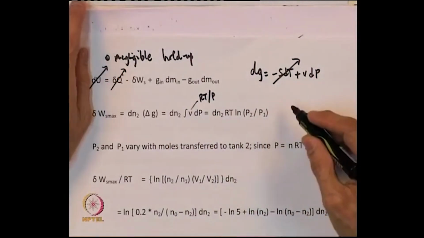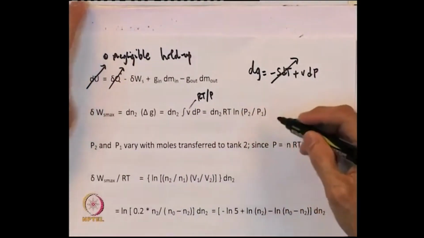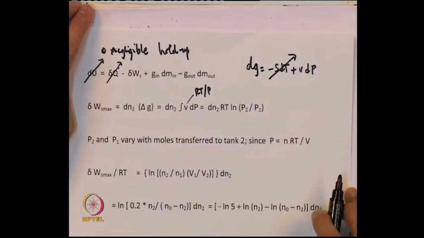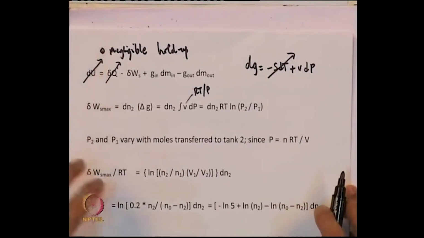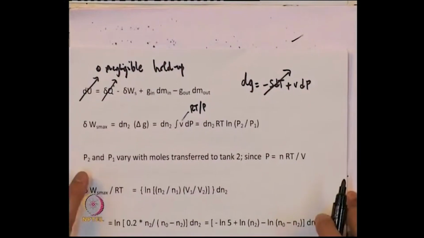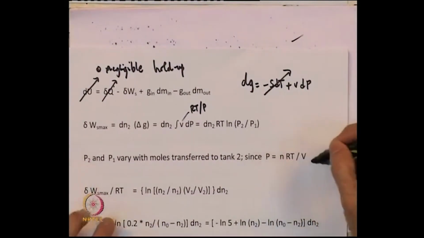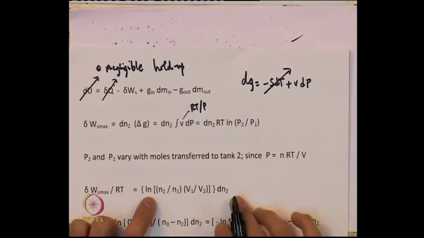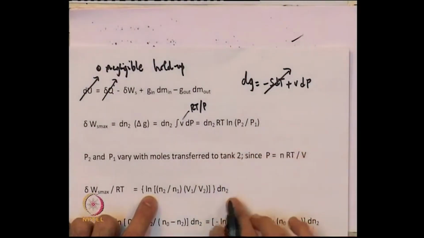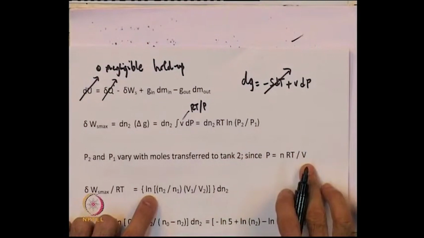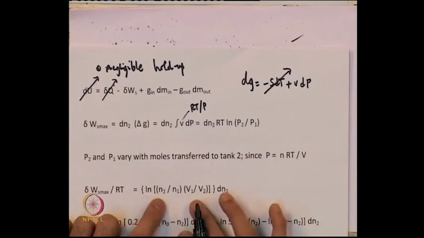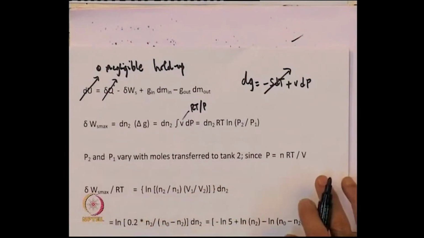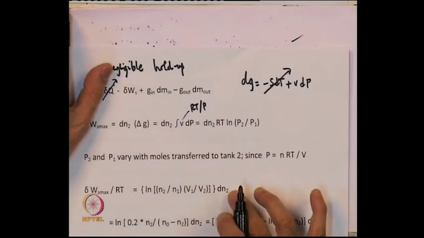So, if you integrate this, this is the differential amount of work done when a small amount of moles dN2 are transferred from tank 1 to tank 2. Now, P2 and P1 vary with the moles transferred, and since P is equal to nRT by V, delta Ws max by RT, it is convenient to divide by RT, make it dimensionless, is equal to log of P2 by P1. P2 is proportional to N2 by V2. So, you get N2 by V2 and then N2 by N1 into V1 by V2. This is a logarithm of this dN2.